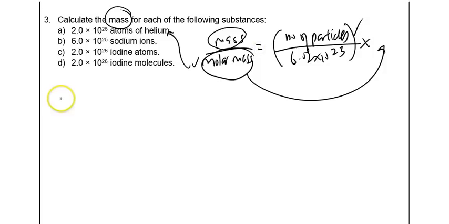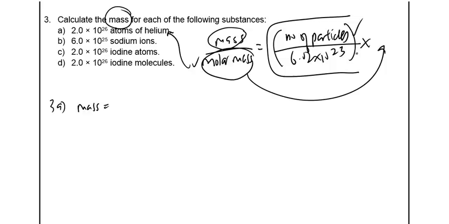So let's do 3a together. So 3a would simply be mass equals number of particles divided by 6.02 times 10 power 23, number of particles divided by 6.02 times 10 power 23.